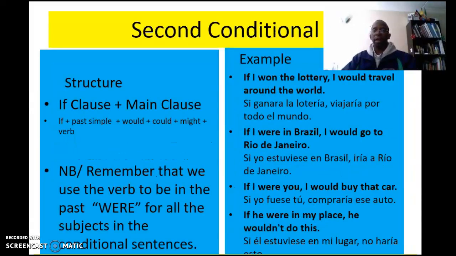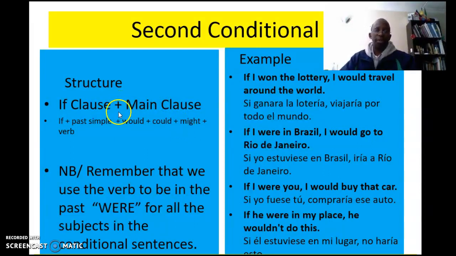And then coming to the second and third conditionals, as we have said, these are mostly based on things that will never be true because they present cases that have already taken place in the past. If we look at the structure of the second conditional, it is if plus the past simple, plus would, could, or might, and the verb.